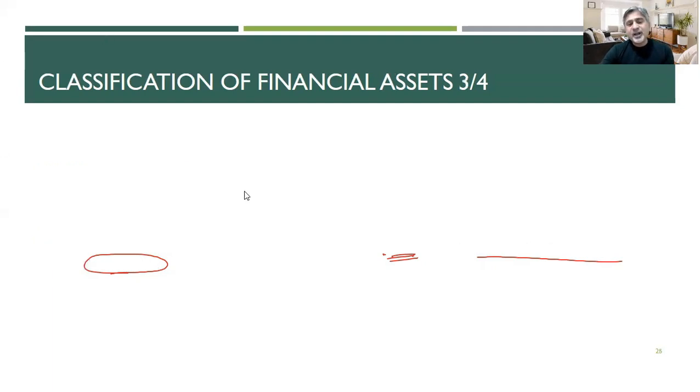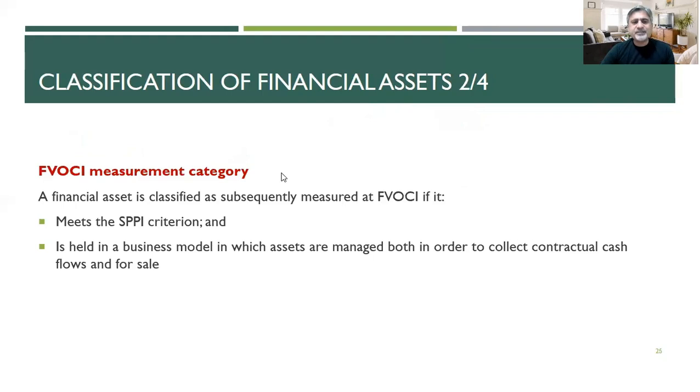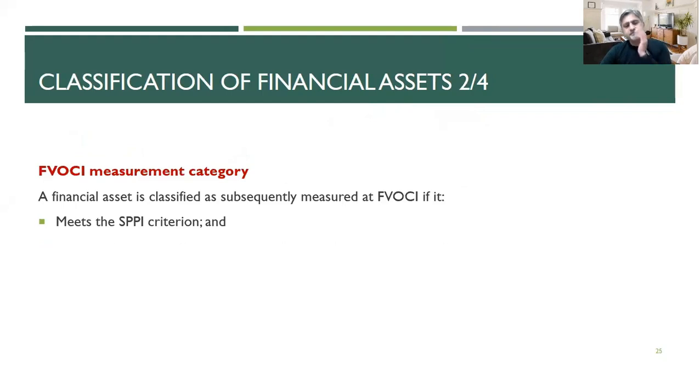Now, all other things, whatever is left, they go to fair value through P&L. So all other financial assets, which do not come in the first and the second category, go to fair value through P&L. So let's speak about ordinary shares. Ordinary shares come here because they fail on SPPI. They don't have fixed principal and fixed interest payments. They fail in here. Now, first I will go back and explain why we put these two things here.